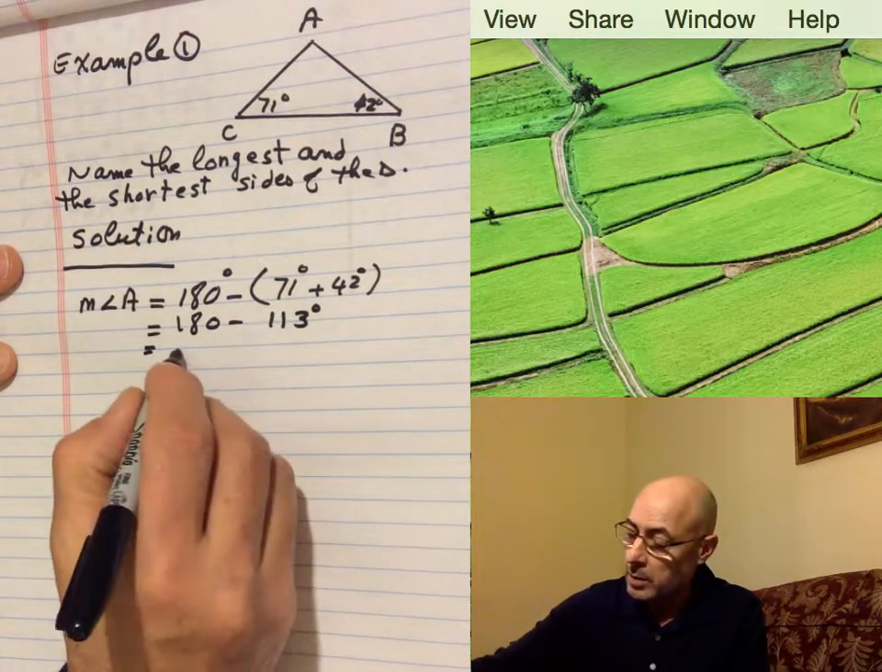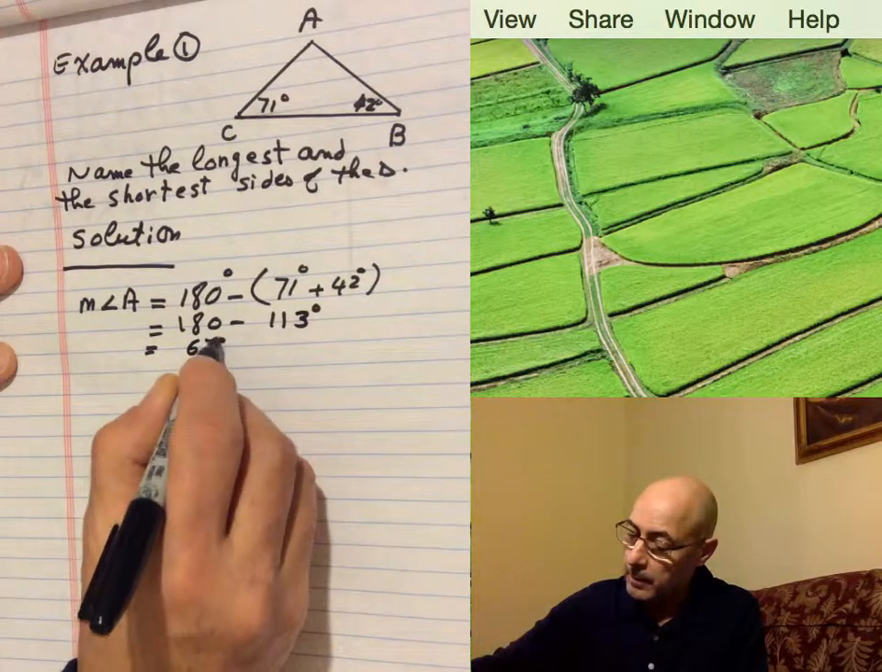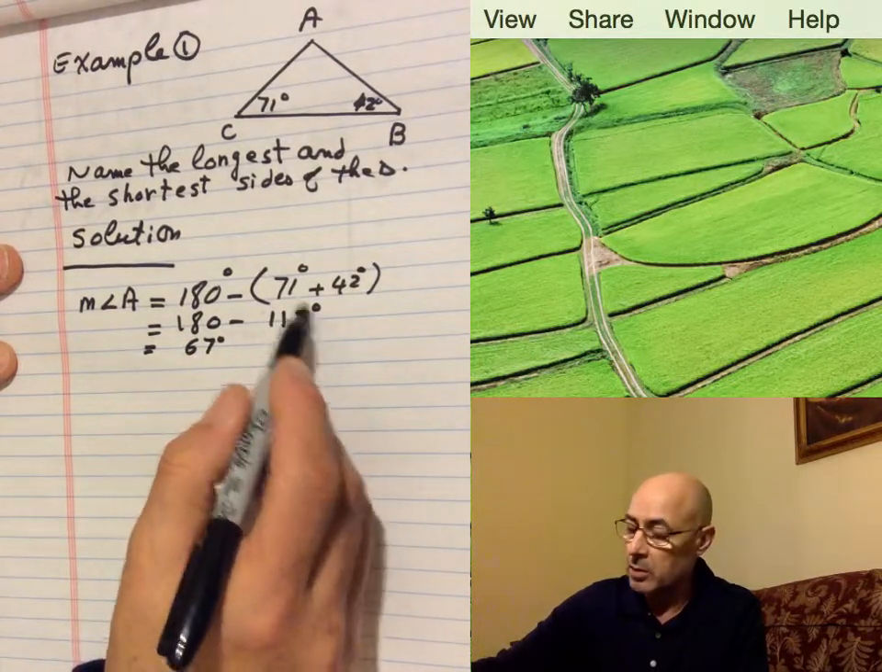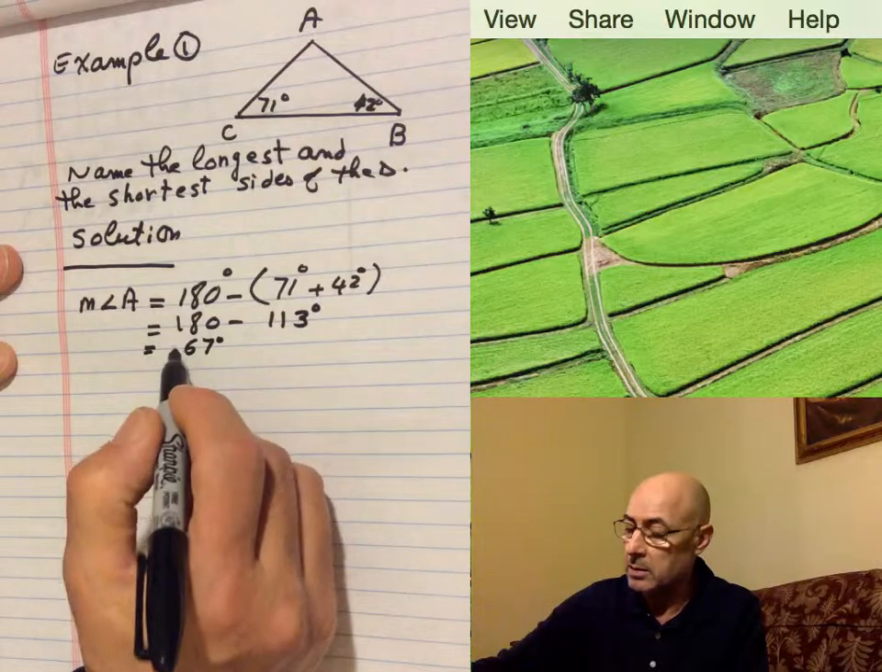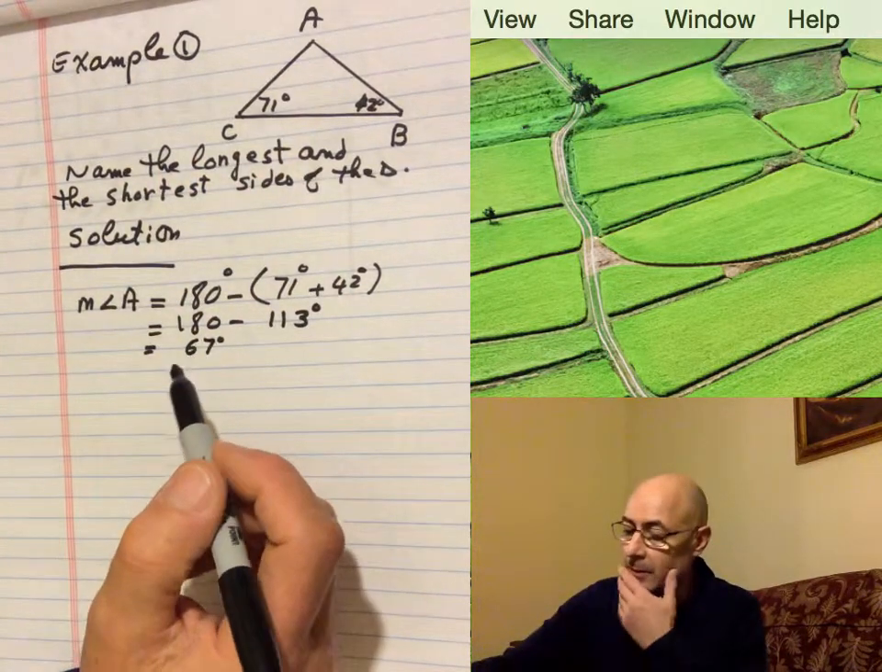So that's going to be 67. So 7 plus 113, that's going to be 120. So we need another 60. So 67 degrees. So now we know measure angle A is 67 degrees.